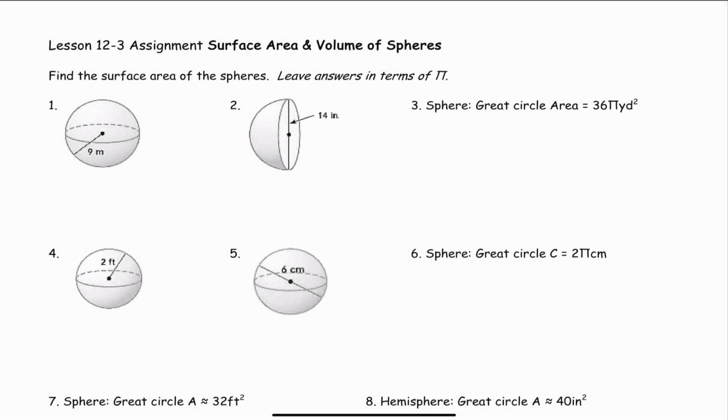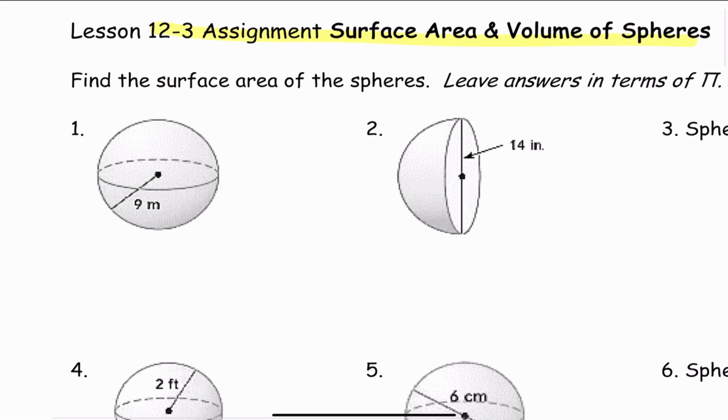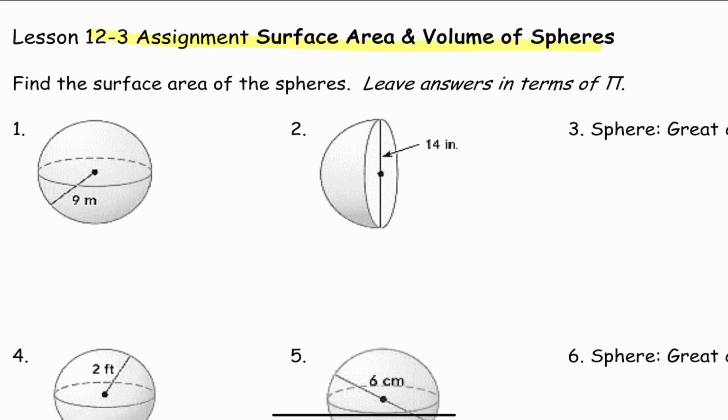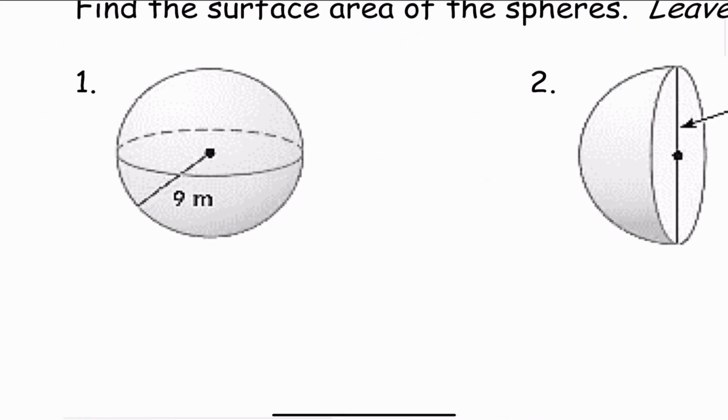Okay, so we're going to look at the 12-3 assignment together. Number 1, find the surface area of the spheres. Leave your answer in terms of pi. So number 1, we're dealing with a whole sphere here, not a hemisphere.